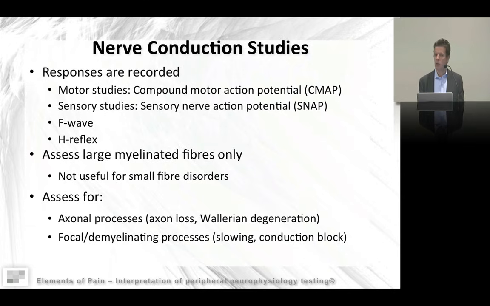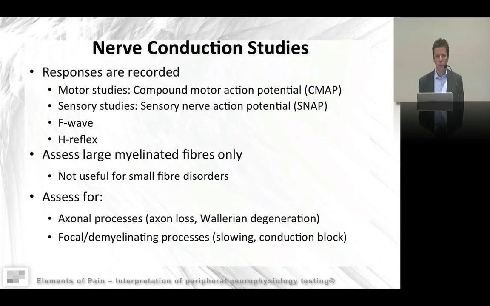The sensory studies are different. We're recording directly nerve to nerve, so we get what's called the sensory nerve action potential. There are also some longer reflexes, which I'll briefly mention, an F wave and an H reflex. As mentioned, it's assessing large myelinated fibres only. The small or unmyelinated fibres are not accurately recorded, or not really recorded at all with these studies.